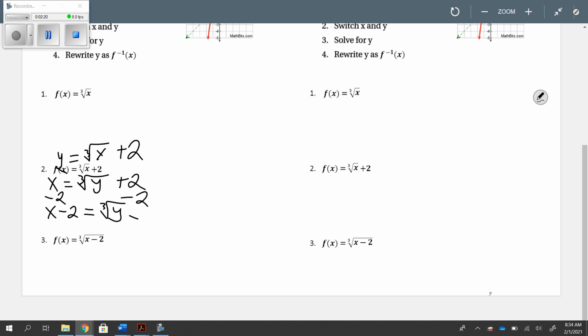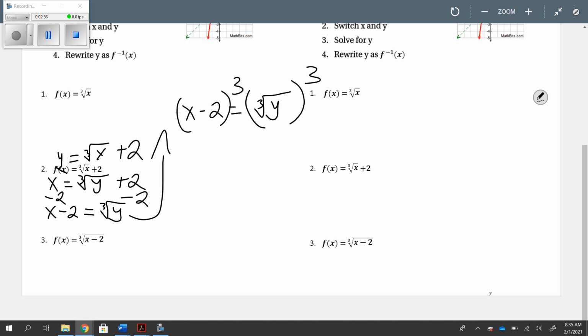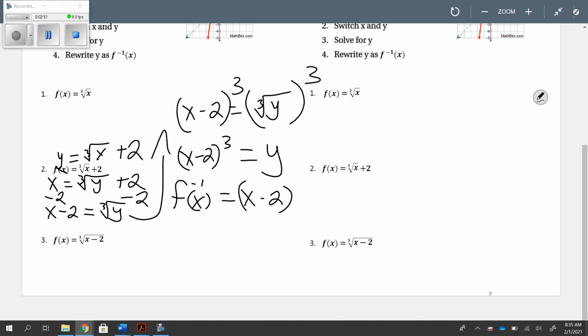I'm going to rewrite it up here just so you can see. X minus 2 equals the cube root of y. How do we get y by itself? The only thing in the way is the cube root. How do we get rid of that? We're going to cube it. But what you do to one side, you must do to the other. So x minus 2 cubed equals y. Y is by itself. So now we just rewrite it as f of negative 1 x. So f of negative 1 x equals x minus 2 cubed.